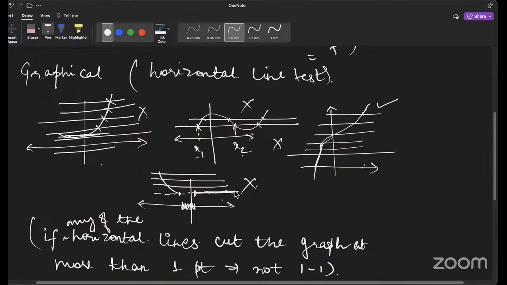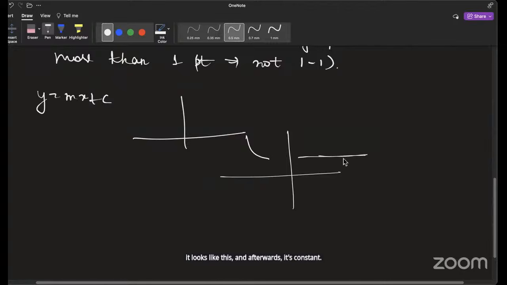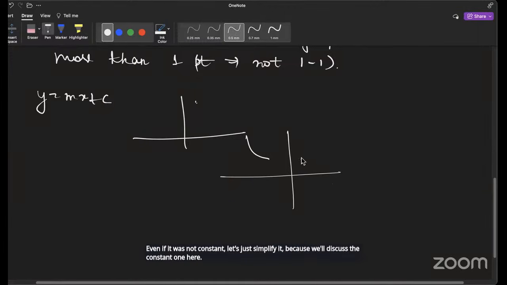I can't understand, ma'am. Could you please? This is your graph. It looks like this. And afterwards, it's constant. Let's just first discuss, even if it was not constant, let's just simplify it, because we'll discuss the constant one here. Again, let's just do this thing.